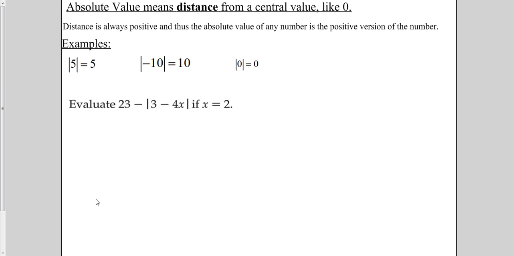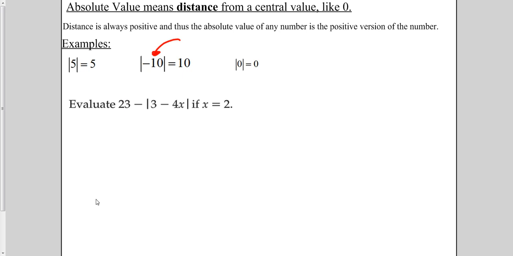Specifically, when we look at these examples, we have the absolute value of 5. Well, that's 5 away from 0, so that's just 5. Just like the absolute value of negative 10 is just 10, and the absolute value of 0 is just 0. It's the positive version, but really it's the non-negative version, because 0 doesn't have a positive or negative version. So when we're using the absolute value, we're only looking at what's inside. It's not going to change anything that's on the outside of the absolute value.